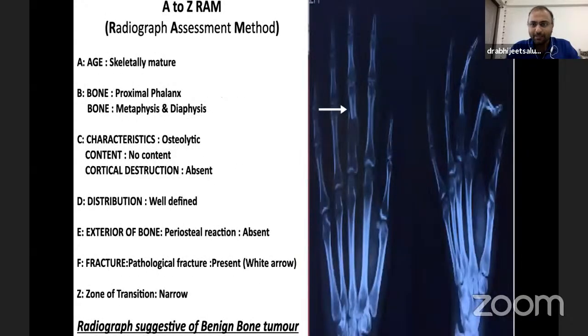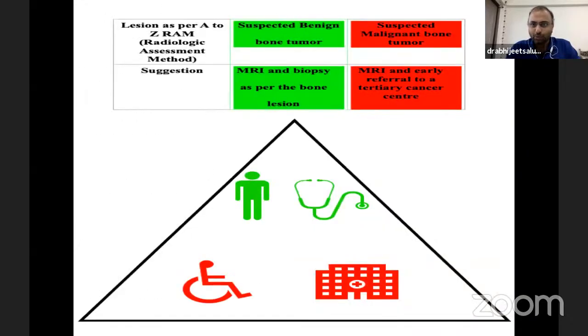And how do we treat them? Suspected bone tumor: get an MRI, get a biopsy. If you are suspecting a malignant bone tumor, get an MRI and refer him or her to a tertiary cancer center. So we have made an easy pyramid here with a green zone like a signal. The signal is universal all over the world. It's green, so you can go ahead with MRI and biopsy. If we are suspecting any malignant bone tumor, I'll again repeat, just refer the patient to a tertiary cancer care center for better management.